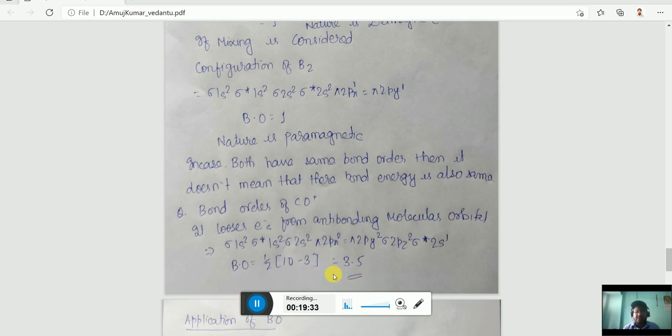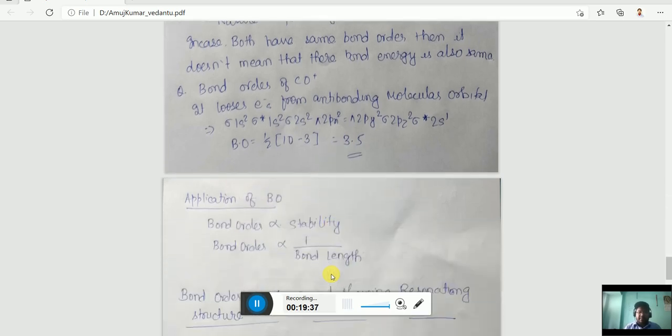This is also a very important question. You should remember this question. Now, where is the application of bond order? Why do you calculate bond order? If in any question you are asked what will be the stability of such compounds, such as CO plus, CO, CO3 2 minus, then how will you calculate?